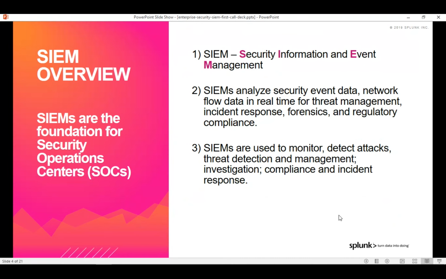So they're not intelligent enough to understand the behavior of an attack. They are just rule-based, and they look into just the security log data and try to give you whatever they can find, which is unknown or which is known. SIEMs are used to monitor and detect attacks, and provide you with basic compliance and regulatory achievement.